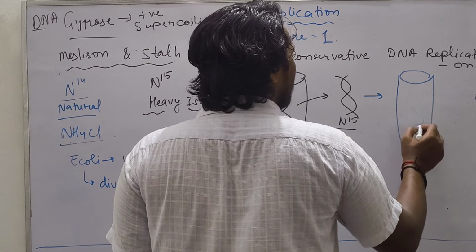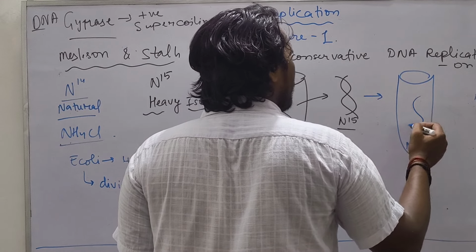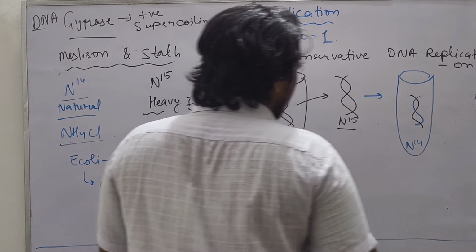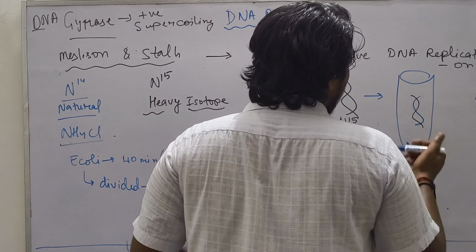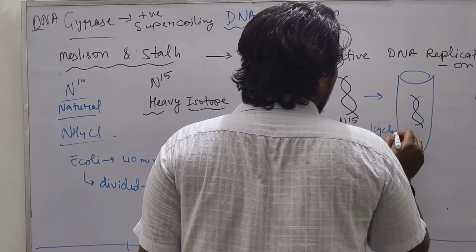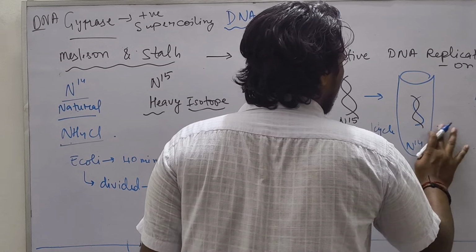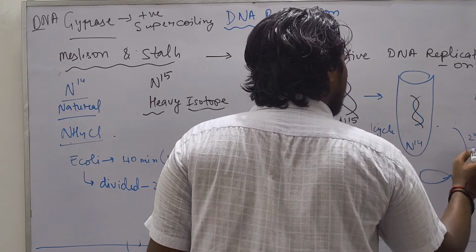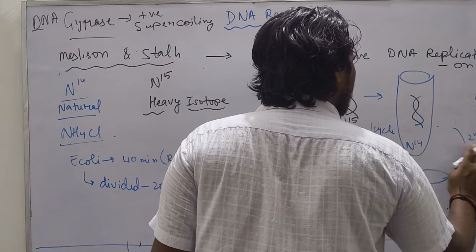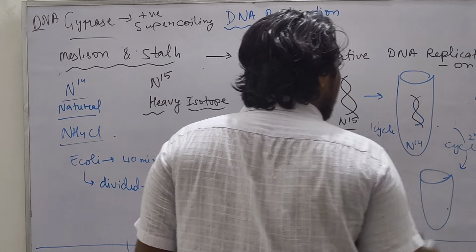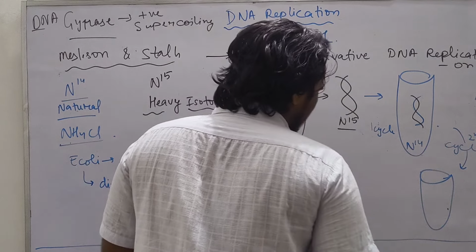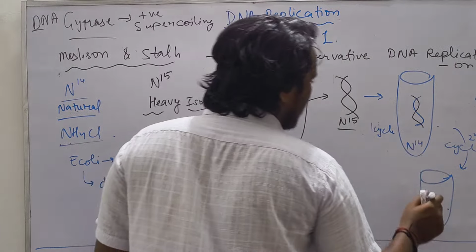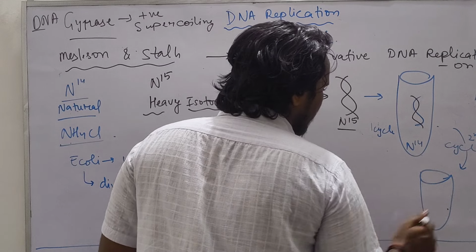Now, all the DNA will contain what? N14? No, it is not like that. So, after that, they centrifuge it. What they did? This is the first cycle. And then again, after this is the second cycle. In the second cycle, what is happening? Now the number of the copy of the DNA will be increasing. So this is also N14.